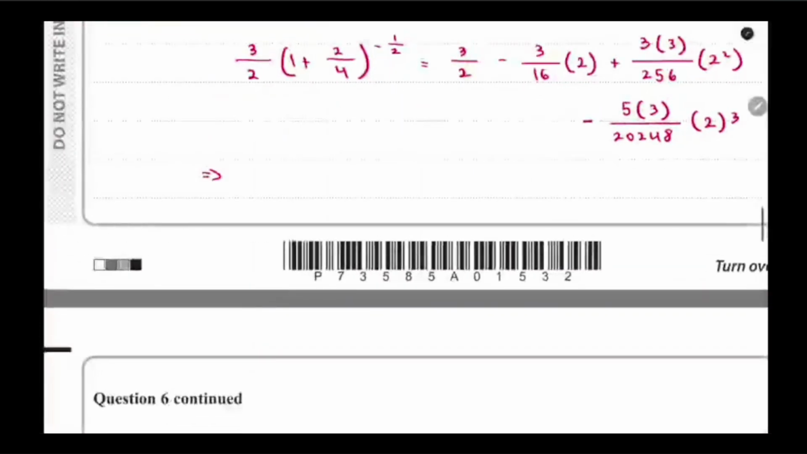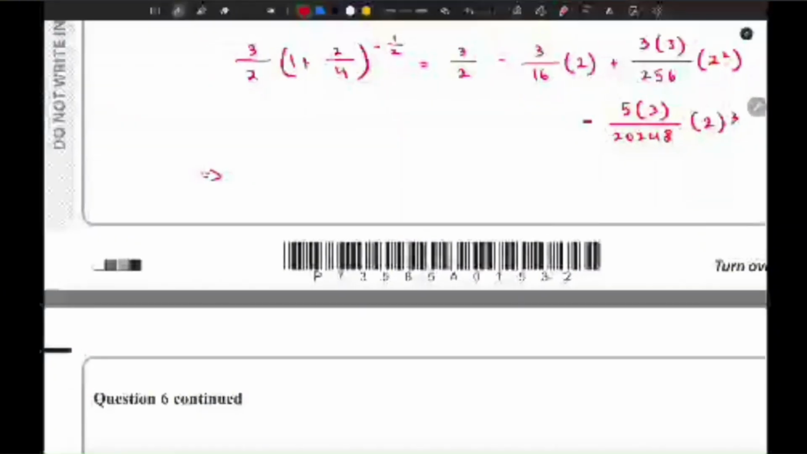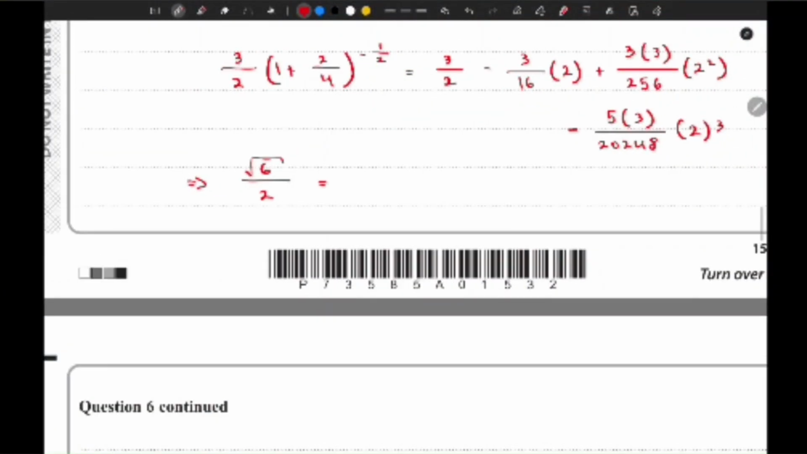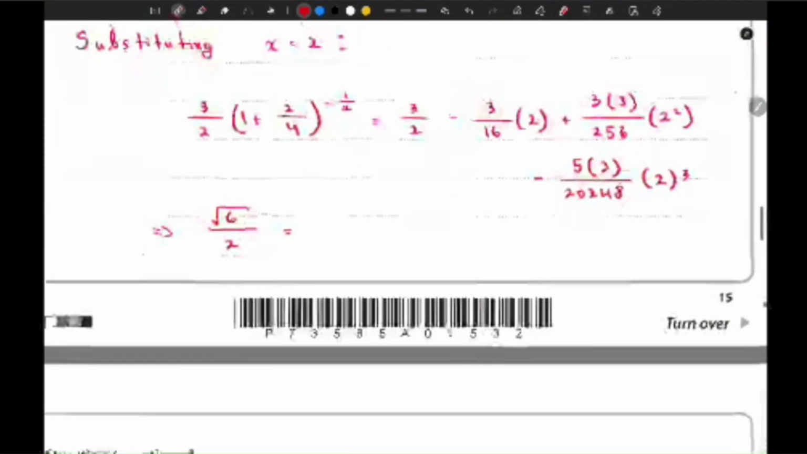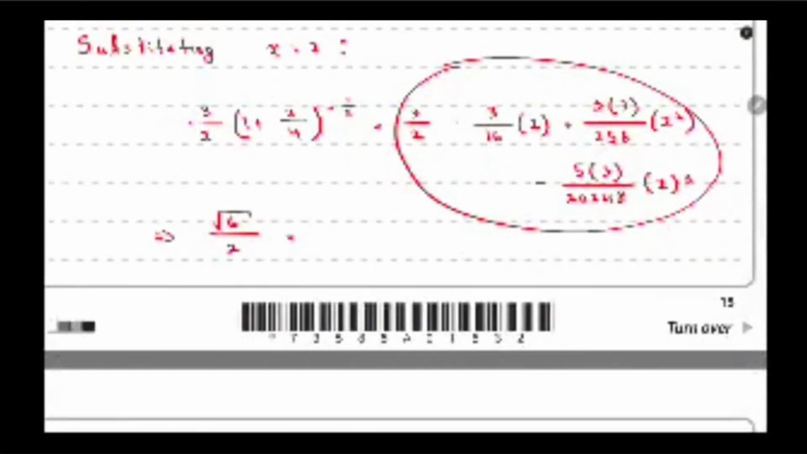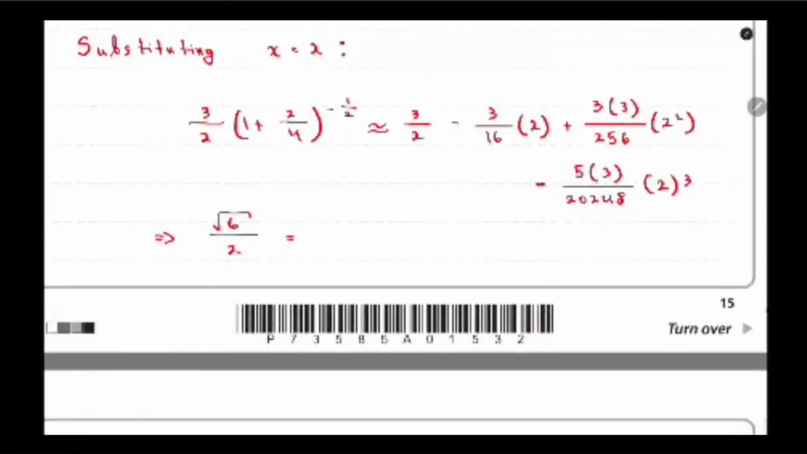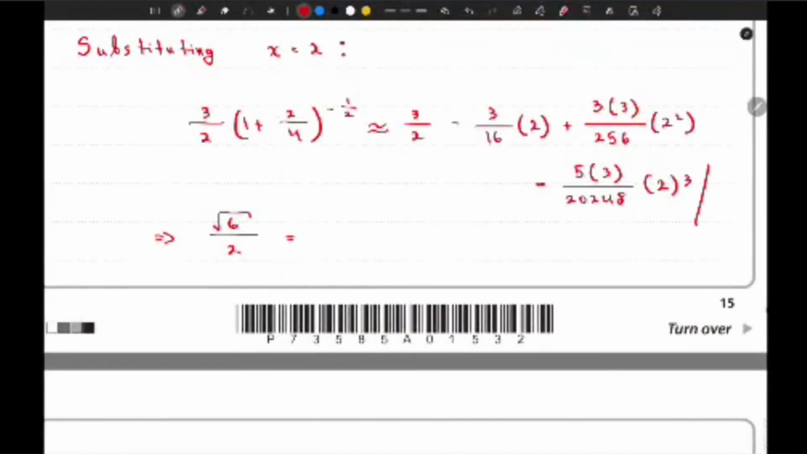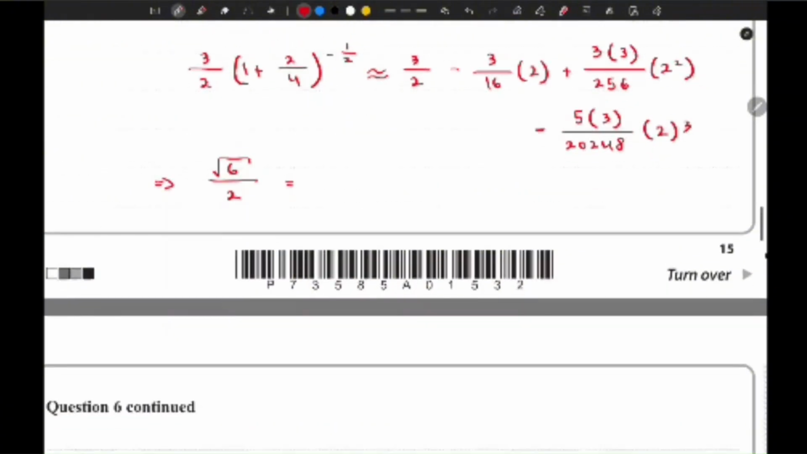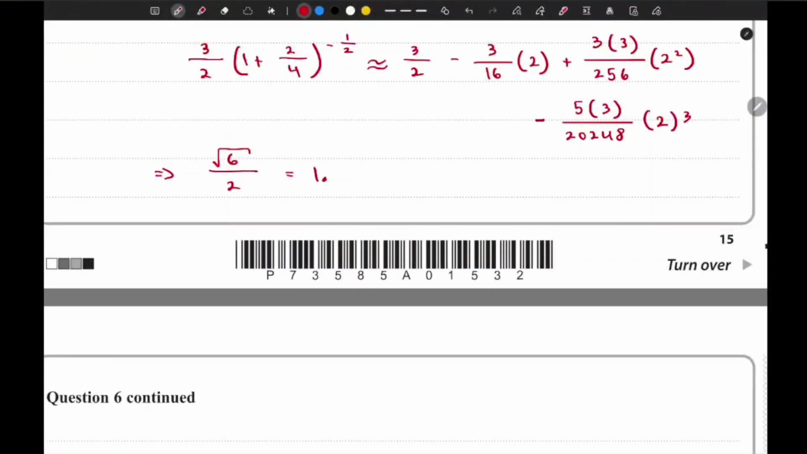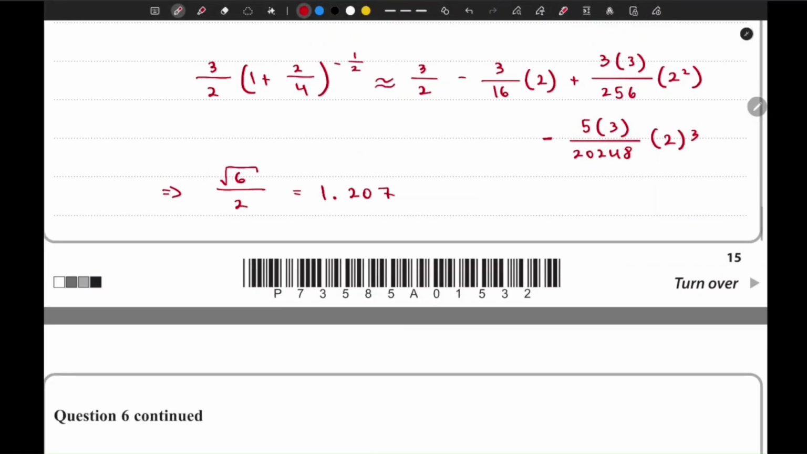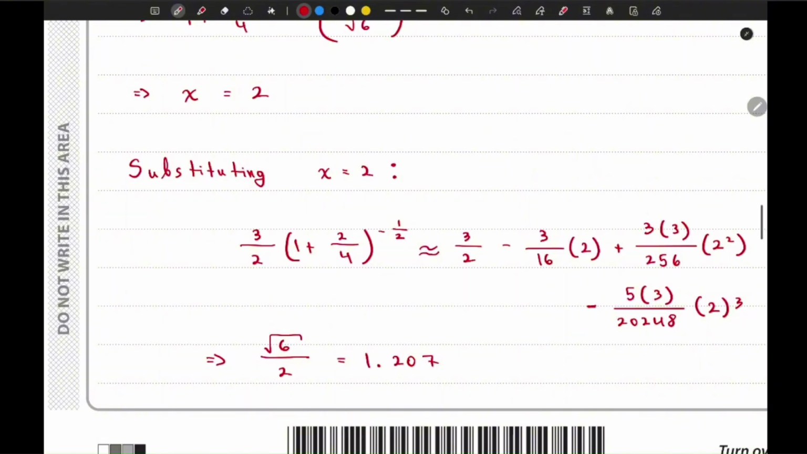So we know that this value will be equal to root over 6 divided by 2. Now we just need to calculate this part. And keep in mind that this is an approximation, not an exact value. So instead of the equal sign, you need to write the approximation sign because the series is infinite, but we are calculating up to the power of x cubed. So this is 1.207. So that is the answer to this question.